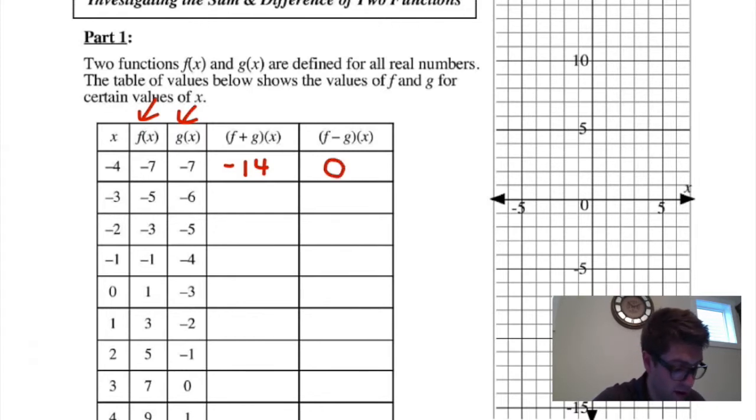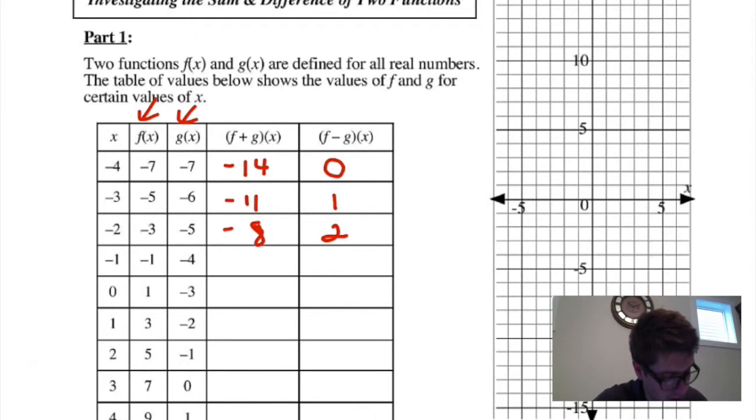So we're going to continue on and finish this table of values, and we're going to get -11 and 1 and -8 and 2. And you can start to see that pattern emerging, and whether you want to finish the computation of f plus g of x or f minus g of x, you can do that as well.